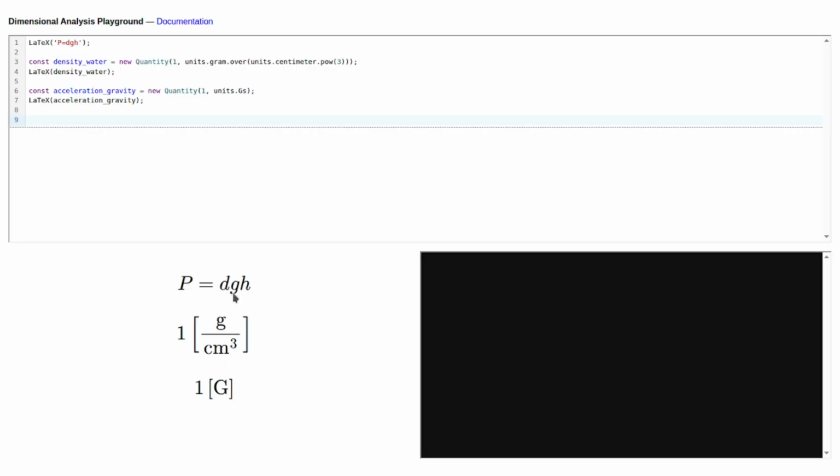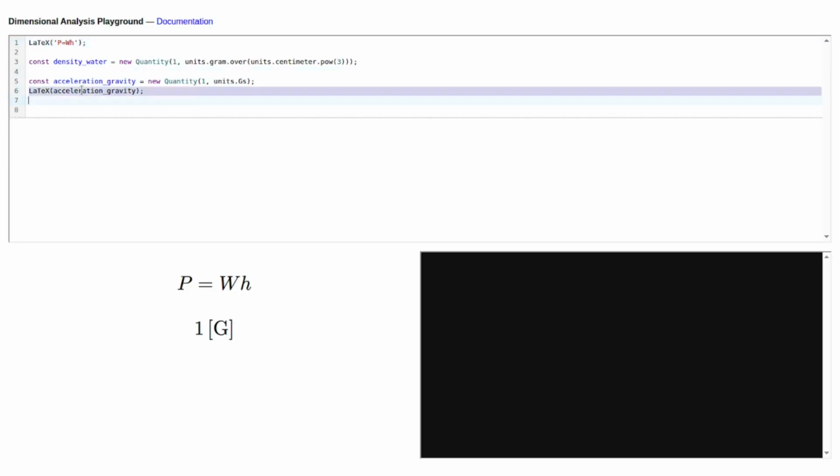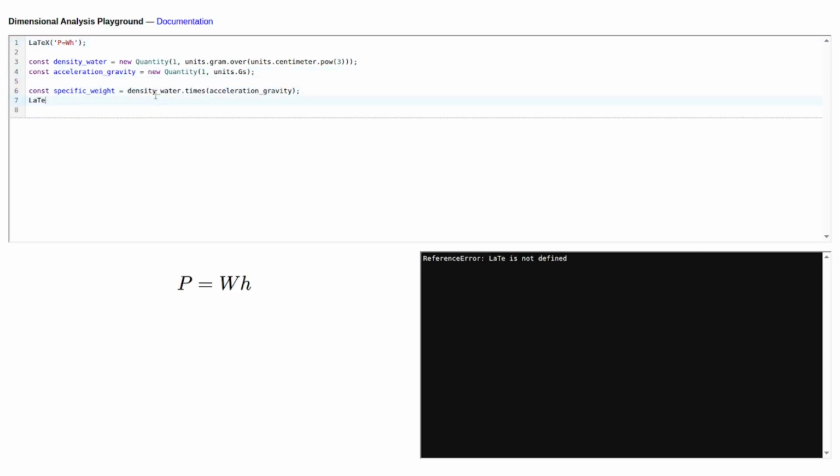We can actually combine these two terms. A density times a gravity is known as a specific weight. Just to simplify the formula a little bit, I'm going to call the specific weight capital W. So now we have the pressure equals the specific weight times the height of the fluid. And so this result here is the specific weight of water. And this relates our pressure to our height. And so we're almost done here.